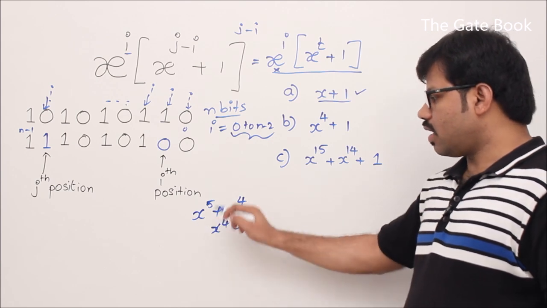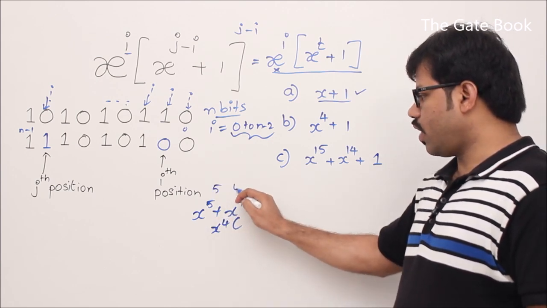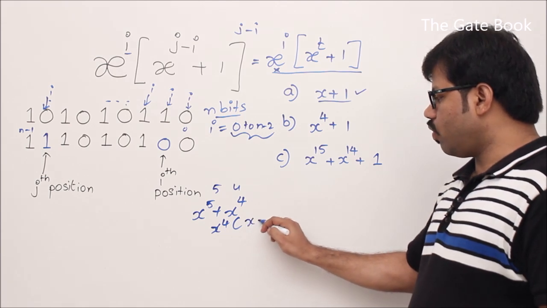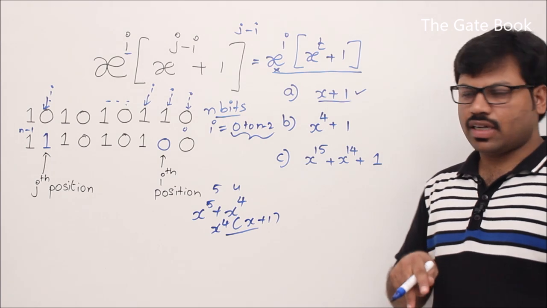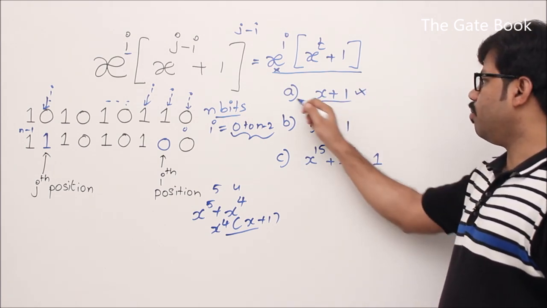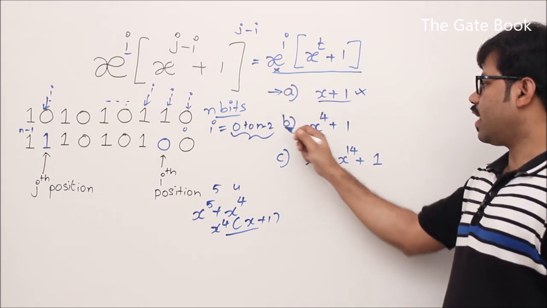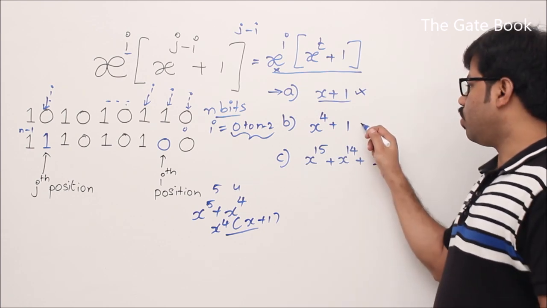Then we can write, for example, the fourth position and fifth position, 5 and 4. Then it will be x power 4 into x plus 1, right? So any two consecutive 2-bit errors it cannot detect, we have already seen, that's why it is a bad choice. Now we'll say x power 4 plus 1.